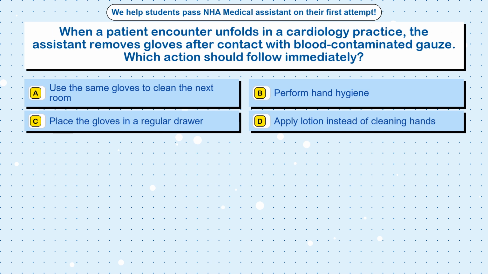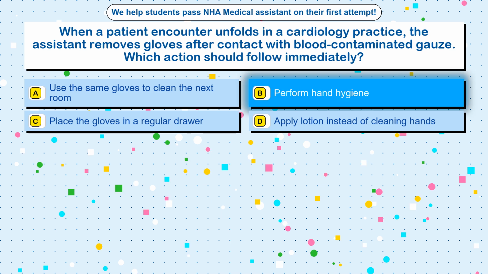Question 67. When a patient encounter unfolds in a cardiology practice, the assistant removes gloves after contact with blood-contaminated gauze. Which action should follow immediately? Option A, use the same gloves to clean the next room. Option B, perform hand hygiene. Option C, place the gloves in a regular drawer. Option D, apply lotion instead of cleaning hands.